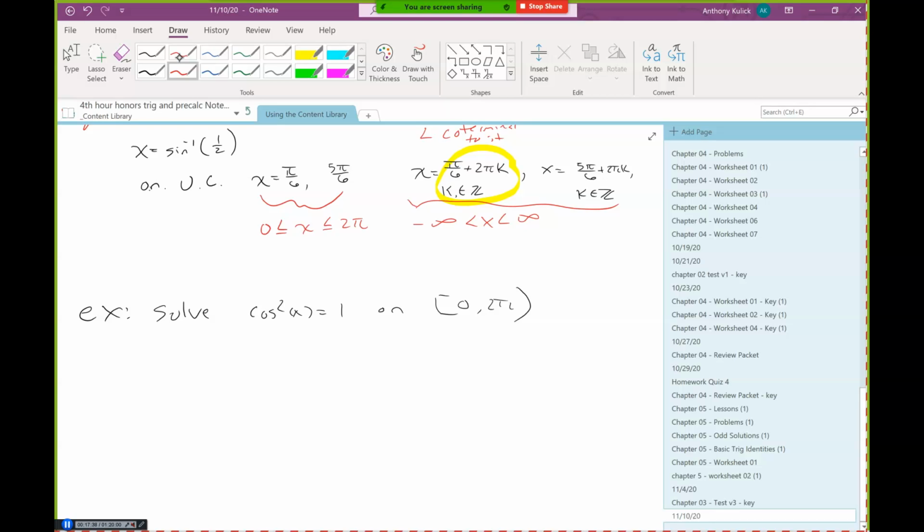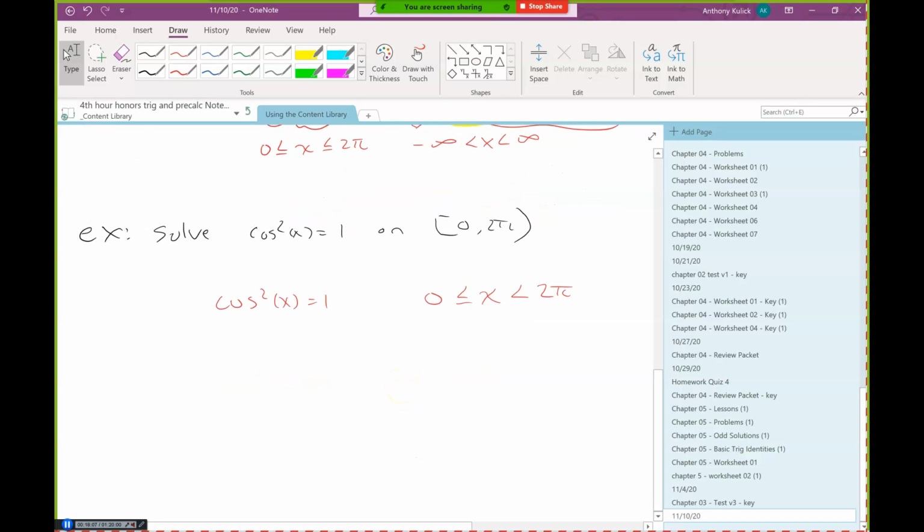Okay, so we're going to solve cosine squared x is equal to 1 on the interval from 0 to 2 pi. Rewrite that. Remember that interval notation. This means the same thing as 0 less than or equal to x less than 2 pi. The bracket is the or equal to inequality. The parenthesis is the strict.